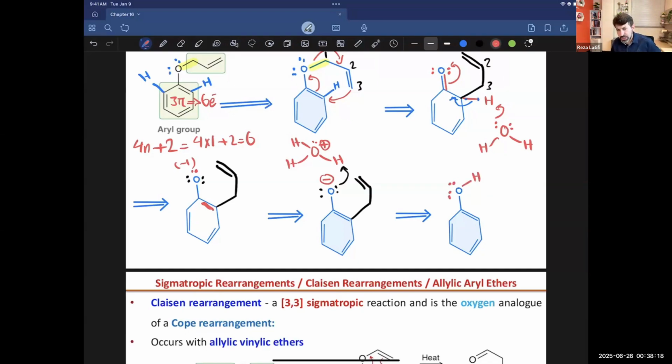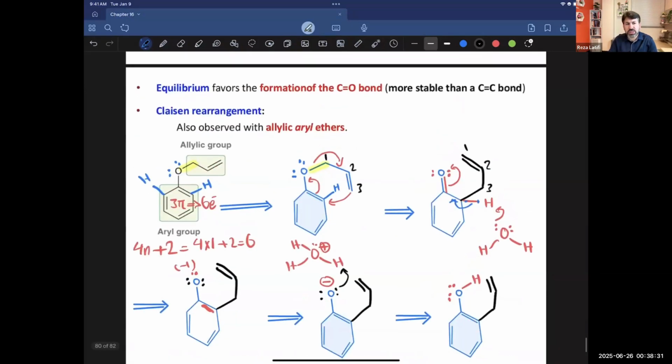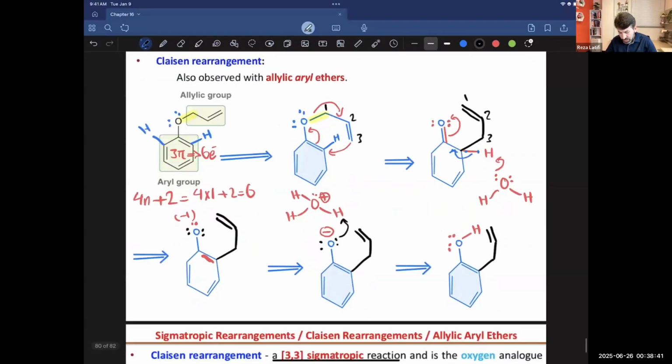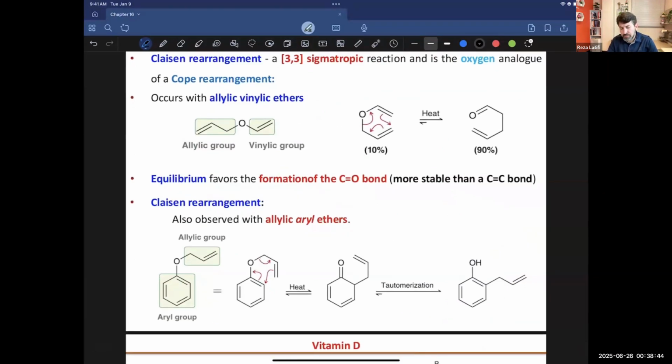Okay, oxygen has 2 lone pairs. The system is aromatic, and here also we have that R with a double bond, an allylic system. And this rearrangement, again, is a Claisen rearrangement, but it happens through allylic aryl ethers. And one reason for a reaction to move to the right side is the formation of a double bond between carbon and oxygen. But if there is a possibility to remove hydrogen from the system, it can go through another rearrangement to regenerate the aryl phenyl group for you.